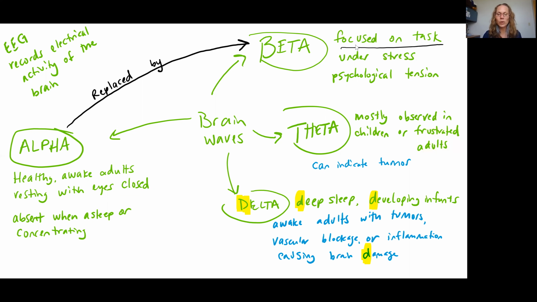Delta waves are present when you're deep asleep or in a developing infant. In adults who are awake, you can see delta waves as indicators of tumors, vascular blockage, or inflammation, all sources or problems that can cause brain damage.